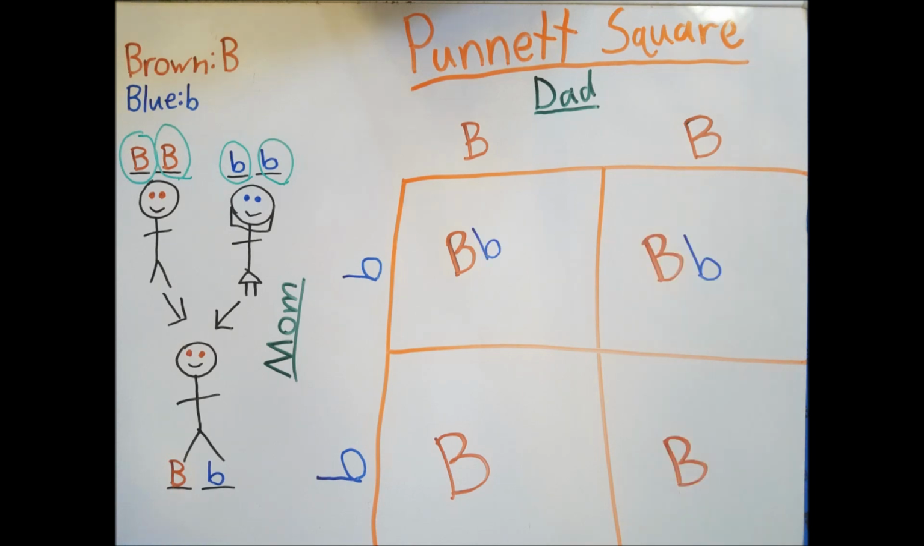So then you solve for the little b's and you realize that no matter what happens or which genes the parents give to the child, it will always have a big B and a little b, or be heterozygous.